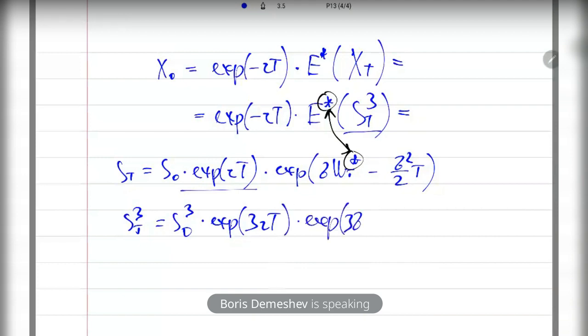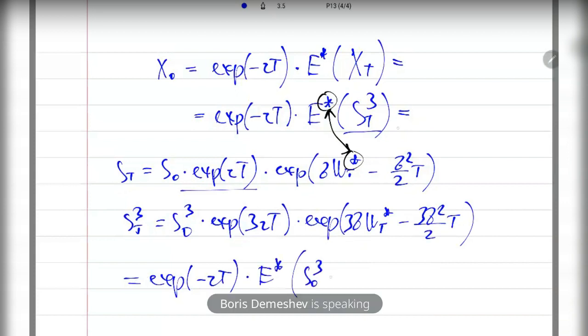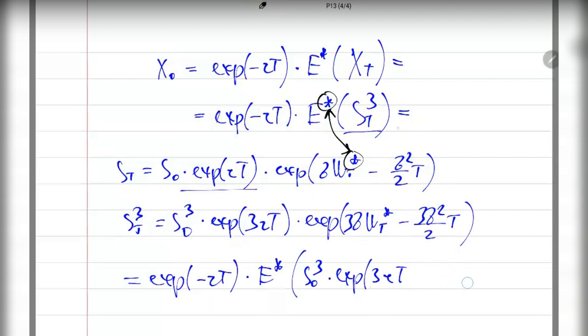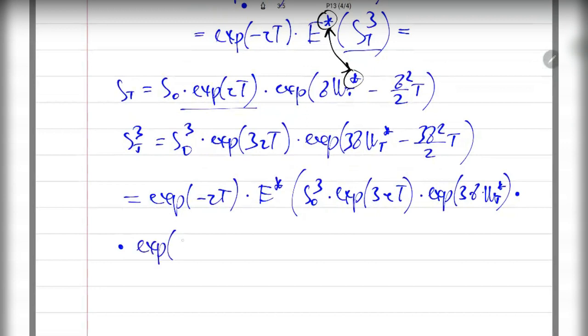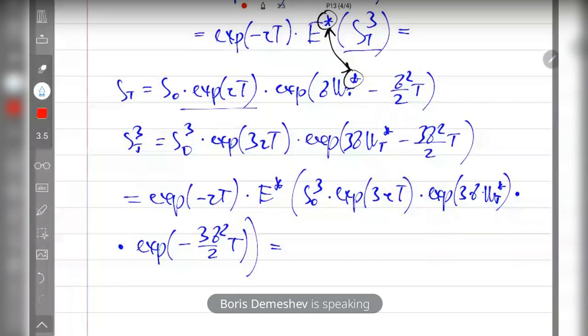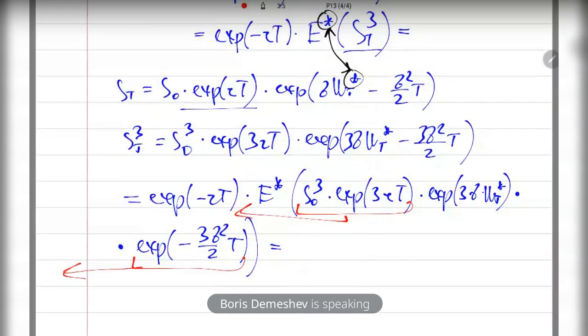Exponent sigma WT star minus sigma squared over 2 times T. I plug in everything, and I get exponent minus RT times expected value of S0 cube exponent 3RT times exponent of 3 sigma WT star minus exponent 3 sigma squared over 2 times T. So we will move these outside of the expected value because there is nothing random. Okay, let's move that outside of the expected value.